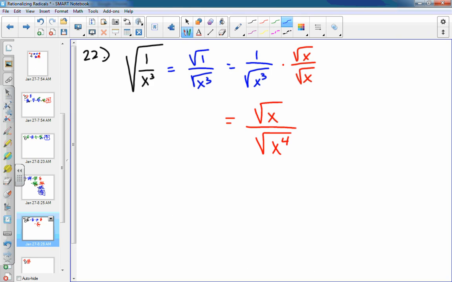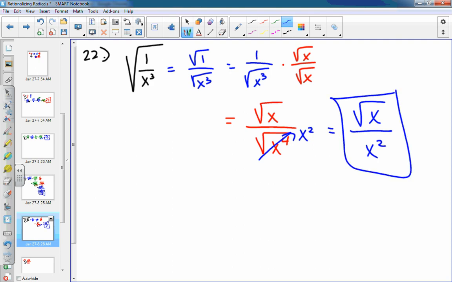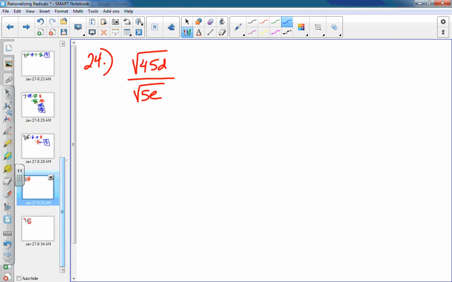Now what is the square root of x to the 4th? Take the power, which is 4, and divide it by the root, which is 2, to give you what? X squared. So this comes out as x squared to give me the square root of x all over x squared. Makes it a lot easier to rationalize this first rather than simplifying, then rationalizing. Does that make sense? We all good? 24.